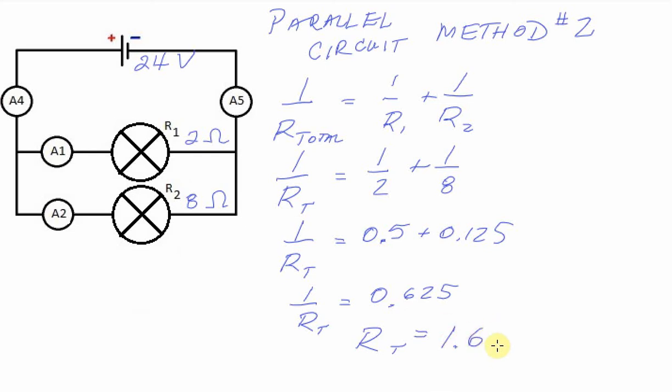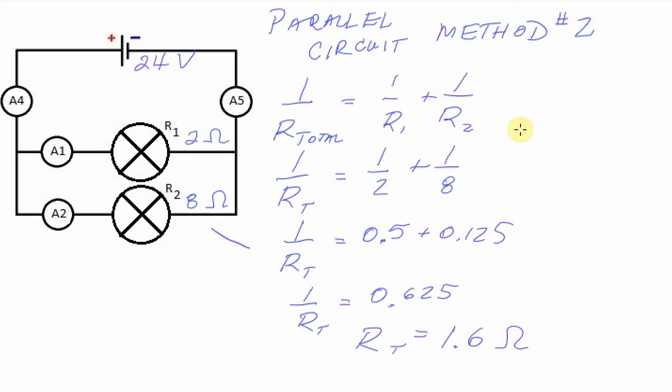1.6. So what does that mean? That means when the DC source looks out into this circuit, it sees two resistors in parallel. The total resistance it sees is equal to 1.6 ohms.